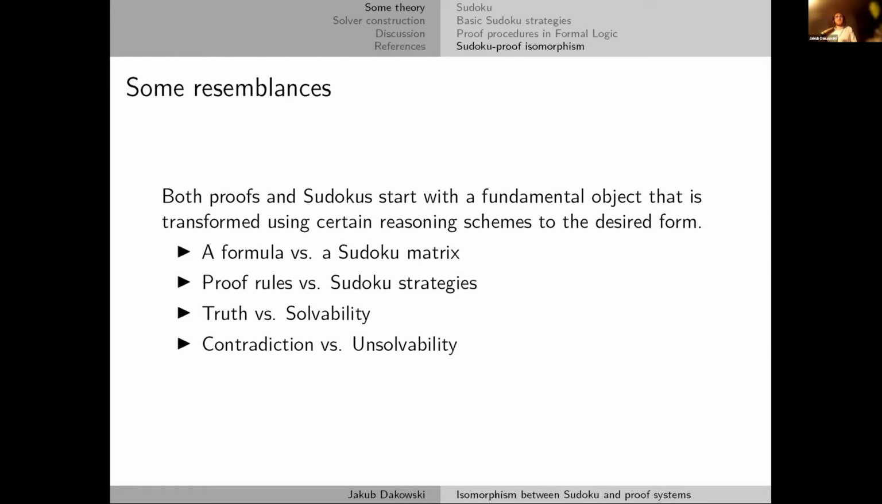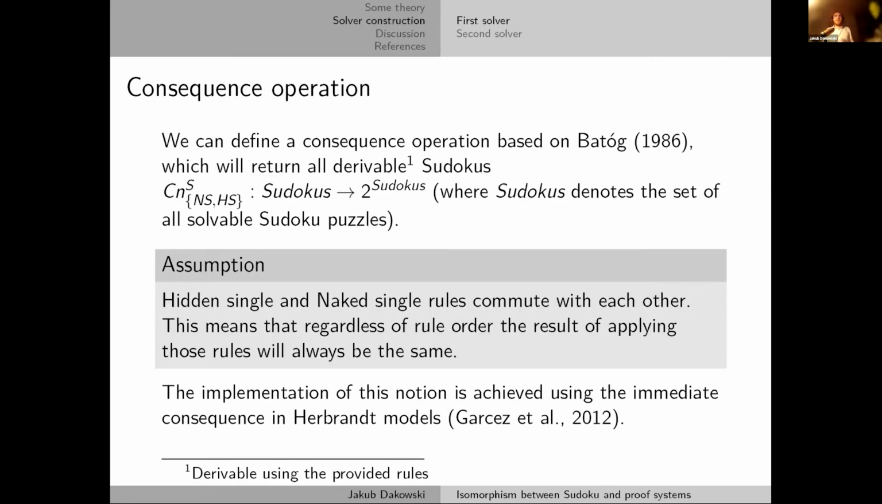These are really interesting because, as we will see later, these can still be used in the process of both proving and Sudoku solving. So we can use this isomorphism. We can take what we know from logic, a concept of consequence operation. It's used to create a set of every derivable statement from a given set of statements.